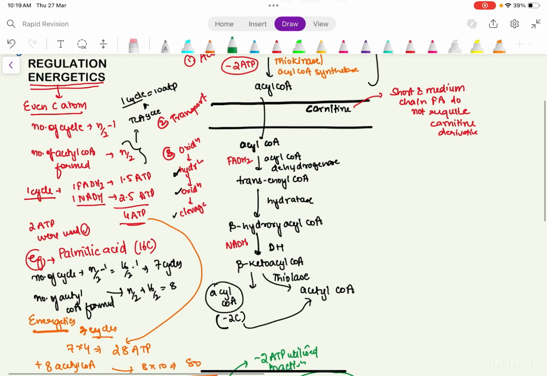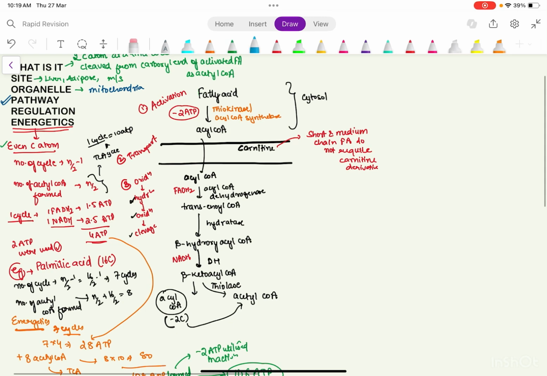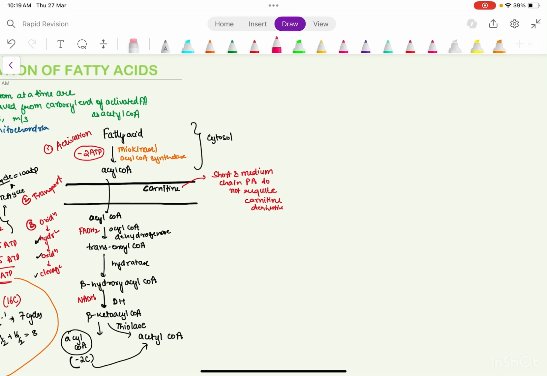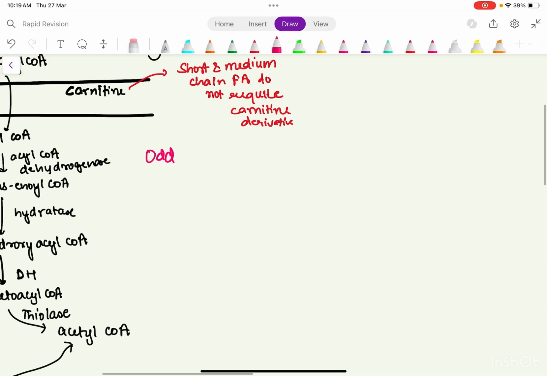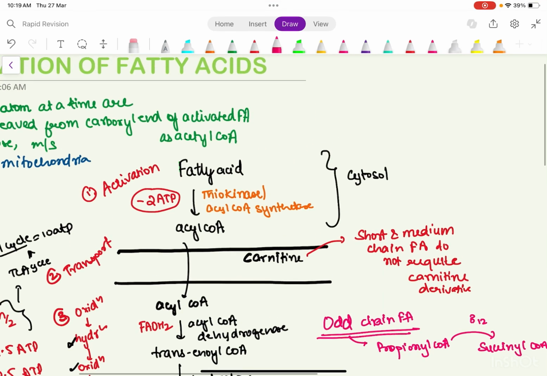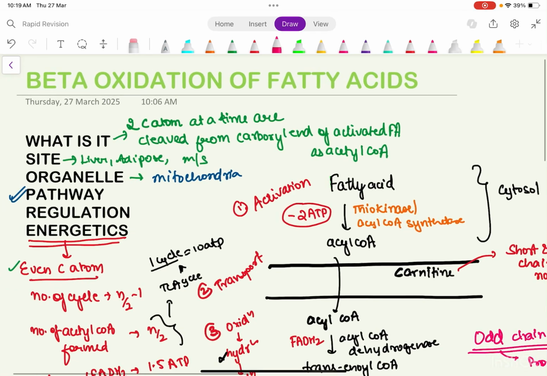Now all of this is about even chain. What about odd chain fatty acids? This is the question that they usually ask, and it is a very repetitive question. In odd chain fatty acids, we have propionyl CoA, which is converted into succinyl CoA, and you have the presence of B12. So this is it, and we have discussed this.